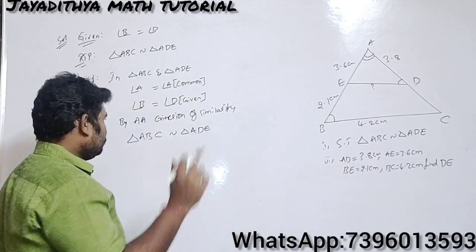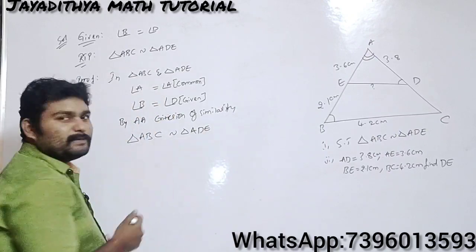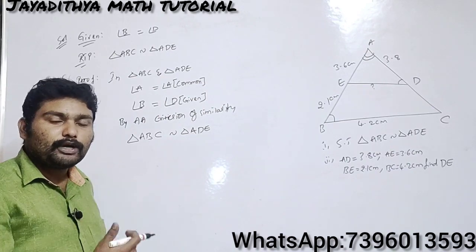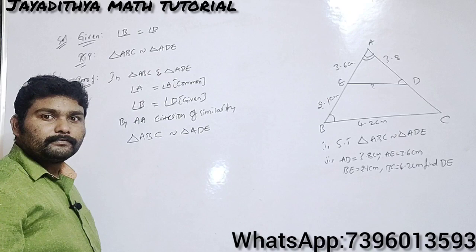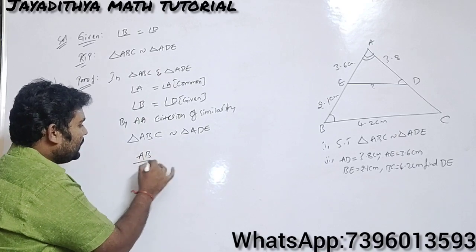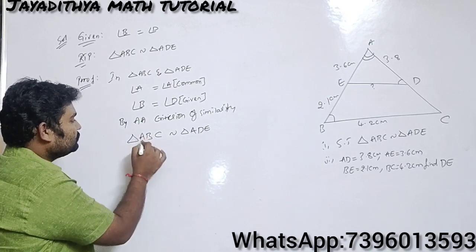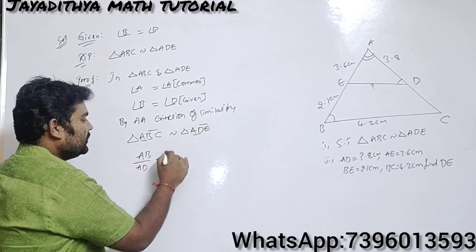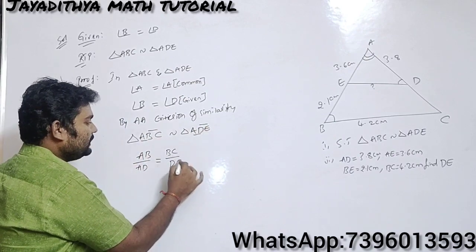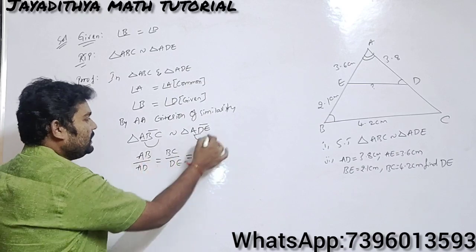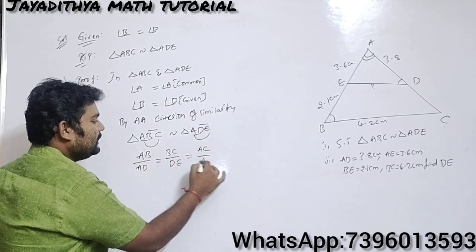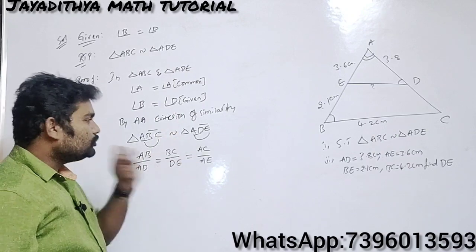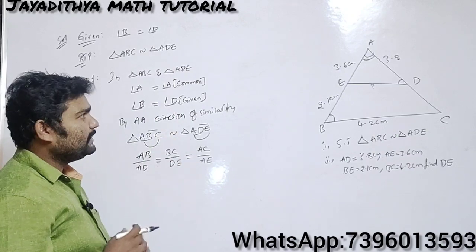If you observe carefully, from the similarity condition, what can you write here? If two triangles are similar, automatically the corresponding sides' ratios will be equal, right? So AB by AD must be equal to, see here, AB and AD both are corresponding sides, and BC by DE, which is equal to AC by AE. So by looking at the figure, you should substitute the values whatever are required here.